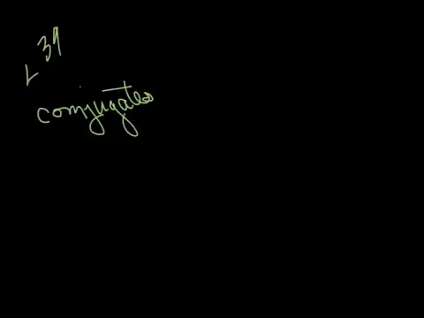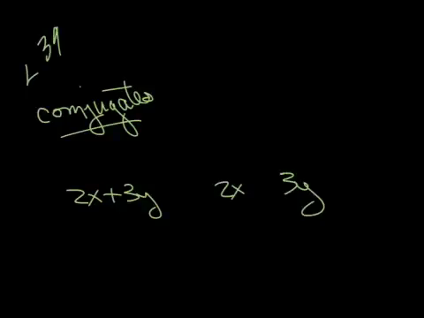Alright, so when you're doing conjugates in English, that's completely different than when we're doing conjugates in math. A conjugate in math is when you have two terms like this, 2x plus 3y. The conjugate of that would be the exact same thing, only the sign between the two numbers is going to be the opposite. And what that means is when we multiply these two together using the FOIL method, our middle terms cancel out.